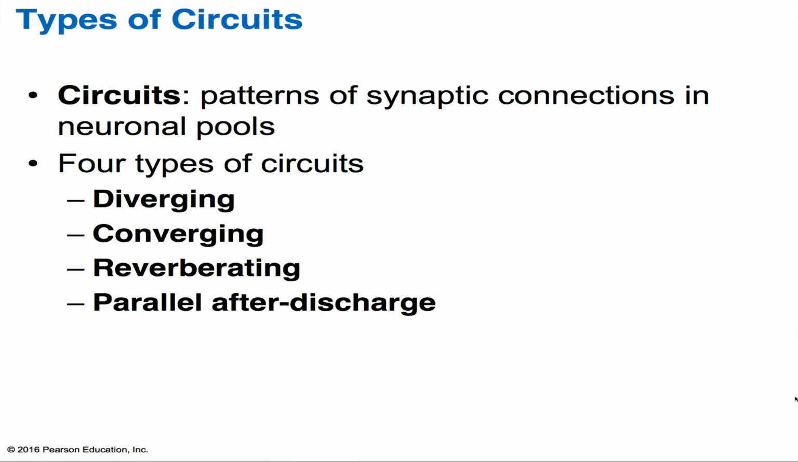Individual neurons in a neural pool both send and receive information, and synaptic contacts may cause either excitation or inhibition. The patterns of synaptic connections in a neural pool are called circuits, and they determine the pool's functional capabilities. We have 4 basic circuit patterns, which are diverging, converging, reverberating, and parallel after-discharge.